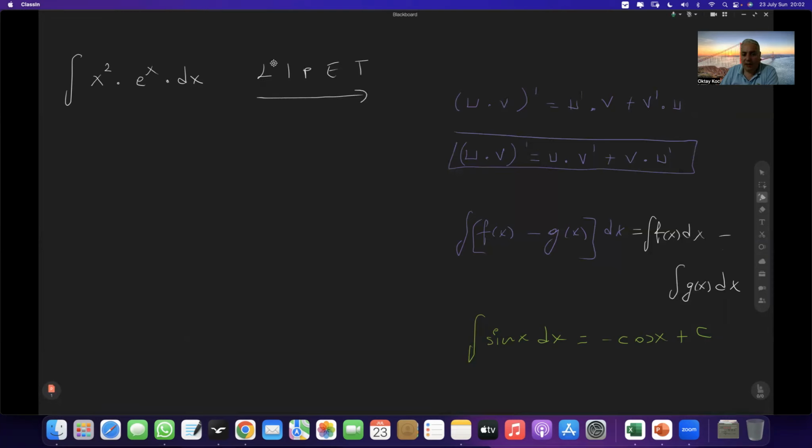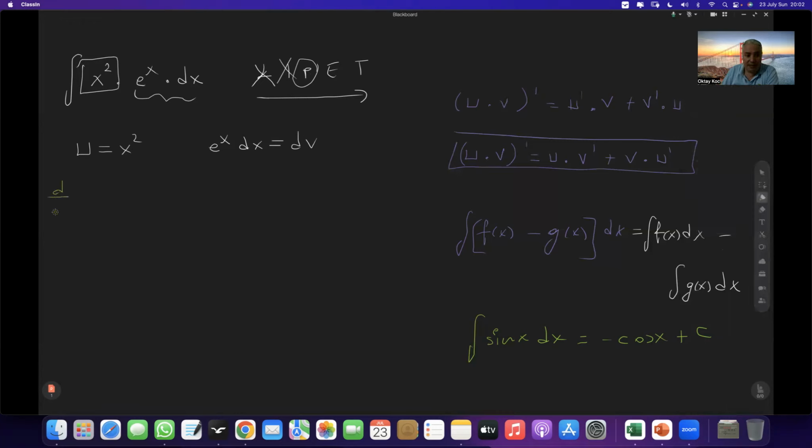Is there any logarithmic? No. Is that inverse? No. Is that polynomial? Yes. Where? Here. This is the polynomial function. So I'm going to say that this polynomial function, x squared, will be u, and the remaining part, which is e to the power of x dx, will be dv. And then the rule says that we always take the derivative of the u.